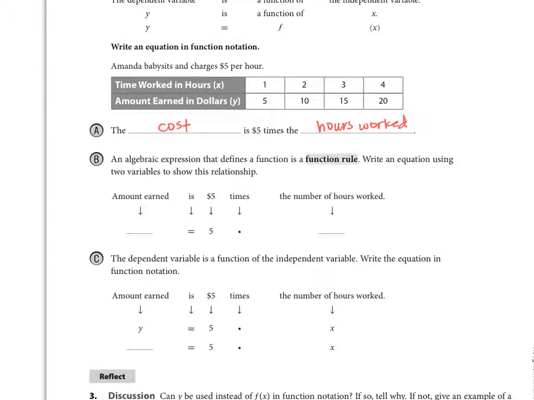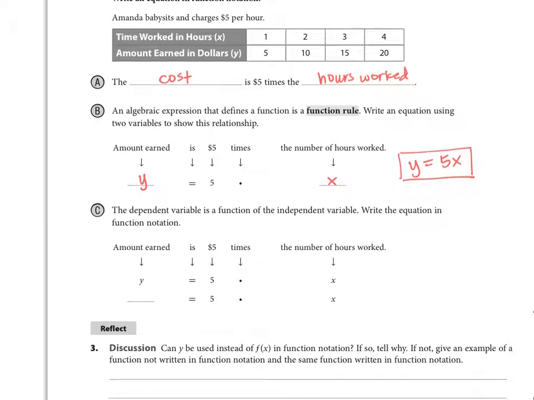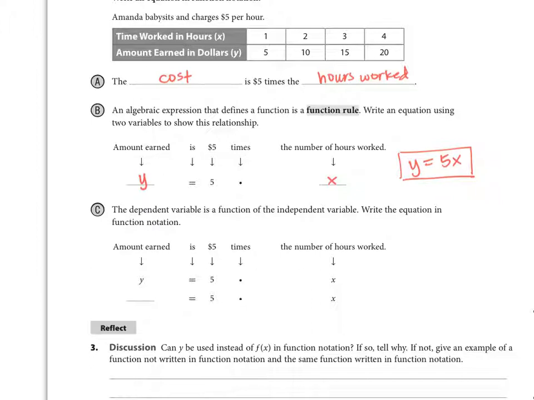So part B, we're going to write down an equation. For the amount earned, we're just going to use y for now, just so it makes sense without using that function notation. So y is going to equal 5 times x. Let me write it down here. Y equals 5x. Okay, so that's going to be our equation. But in function notation, it's really f of x equals 5 times x.